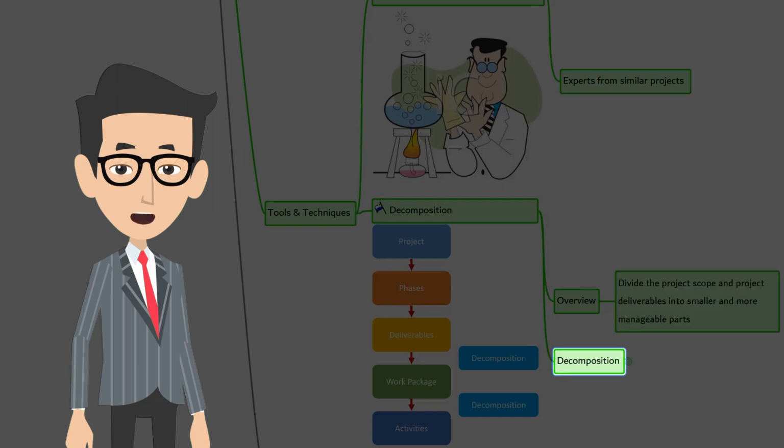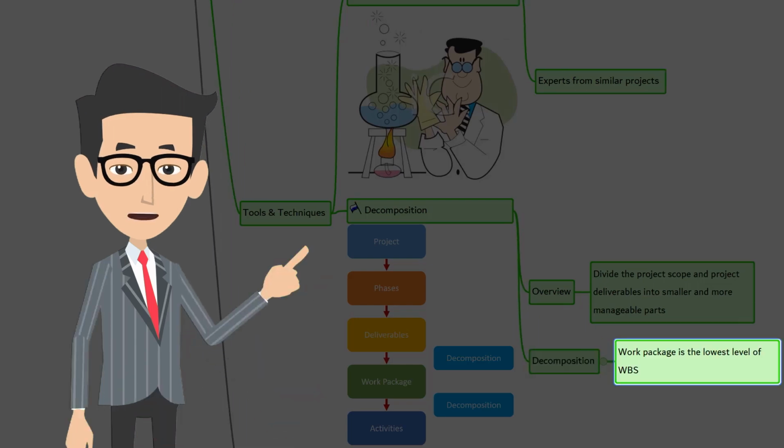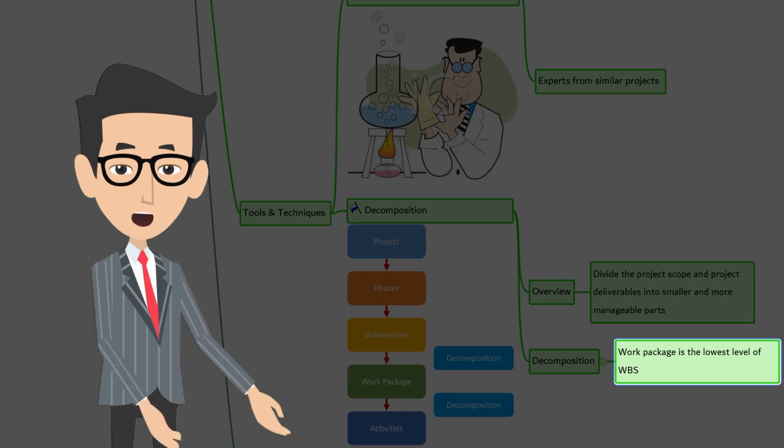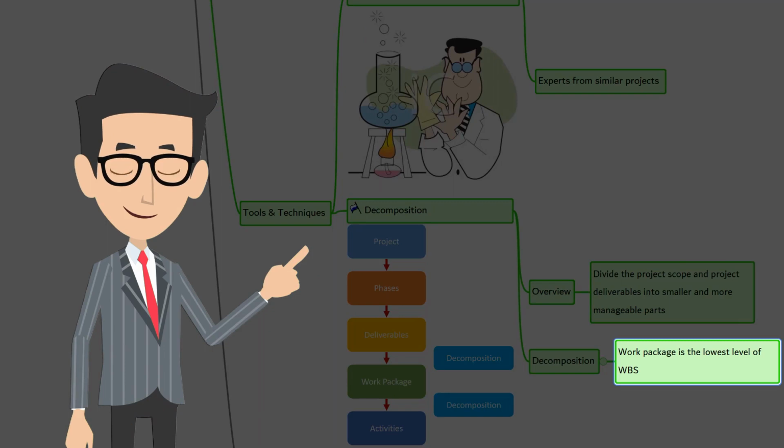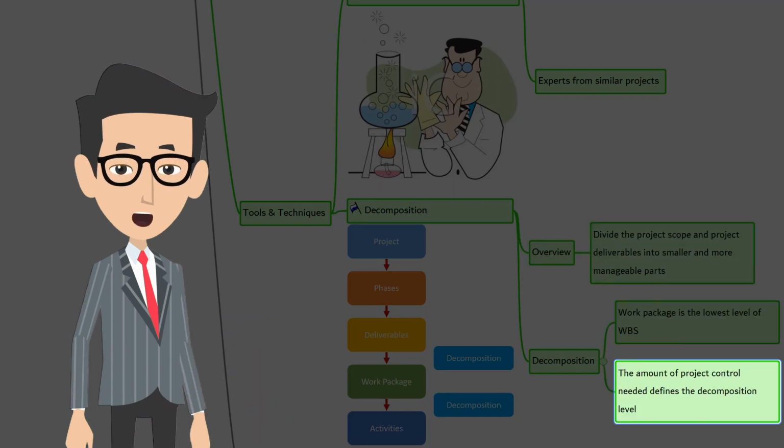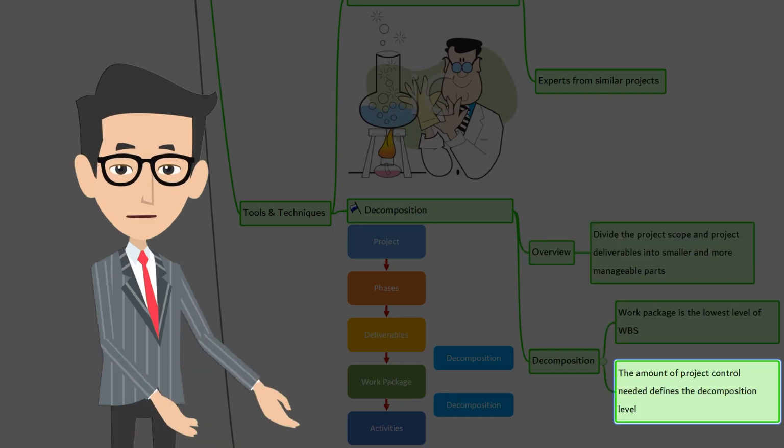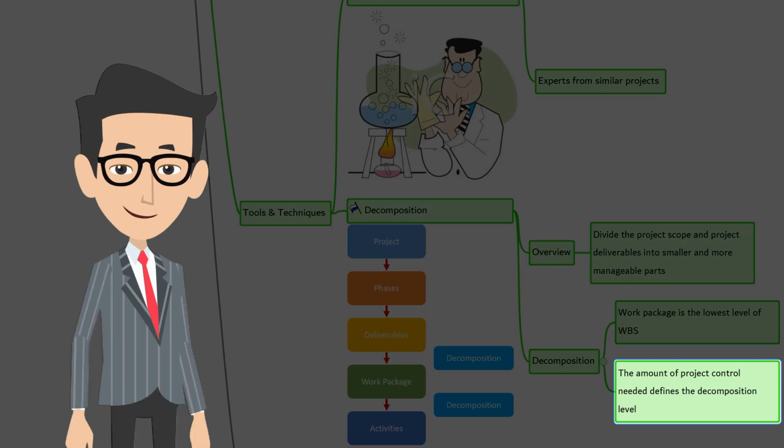Let's understand decomposition in current context. In work breakdown structure, the work package is the lowest level of work defined. This work package is used to estimate cost. Depending upon the control level needed in the project, the decomposition level is decided. Different projects need different levels of detailing so that they can be managed efficiently. Of course, the level of detail needed in a work package will vary depending on the project size and complexity.